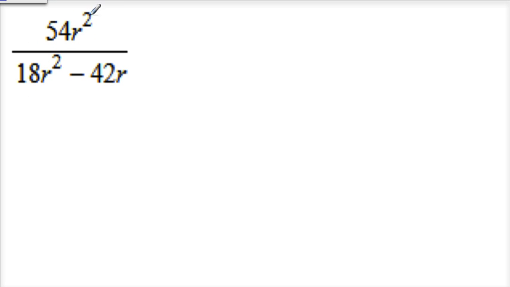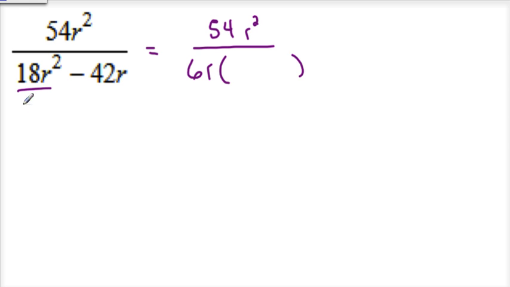In my numerator I can't factor anything else out. I'm going to leave that as 54r squared. For my denominator, I have 18r squared minus 42r. What can I factor out from 18 and 42? 6. Yeah, I could take a 6 out. R squared and r, what can I factor out? R. So if I factor out 6r, what's left? What's 18r squared divided by 6r, and what's 42r divided by 6r? It's going to be 3r minus 7.